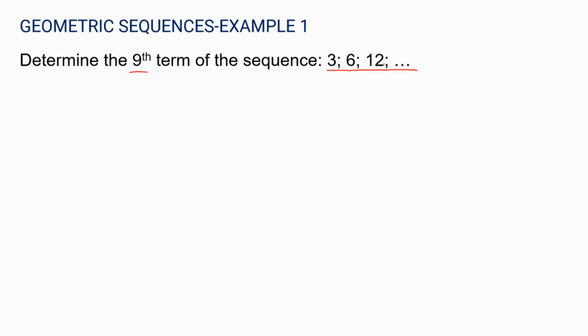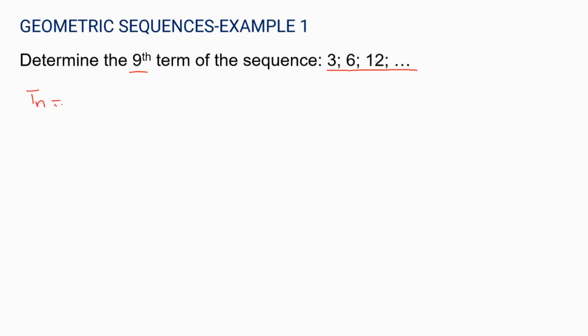This is not arithmetic because 6 minus 3 is 3, 12 minus 6 is 6. So we don't have a common difference here. Let's check if we have a common ratio. 6 divided by 3, that's 2. 12 divided by 6, that's 2. So we have a common ratio. Therefore, we're dealing with what? With a geometric sequence.